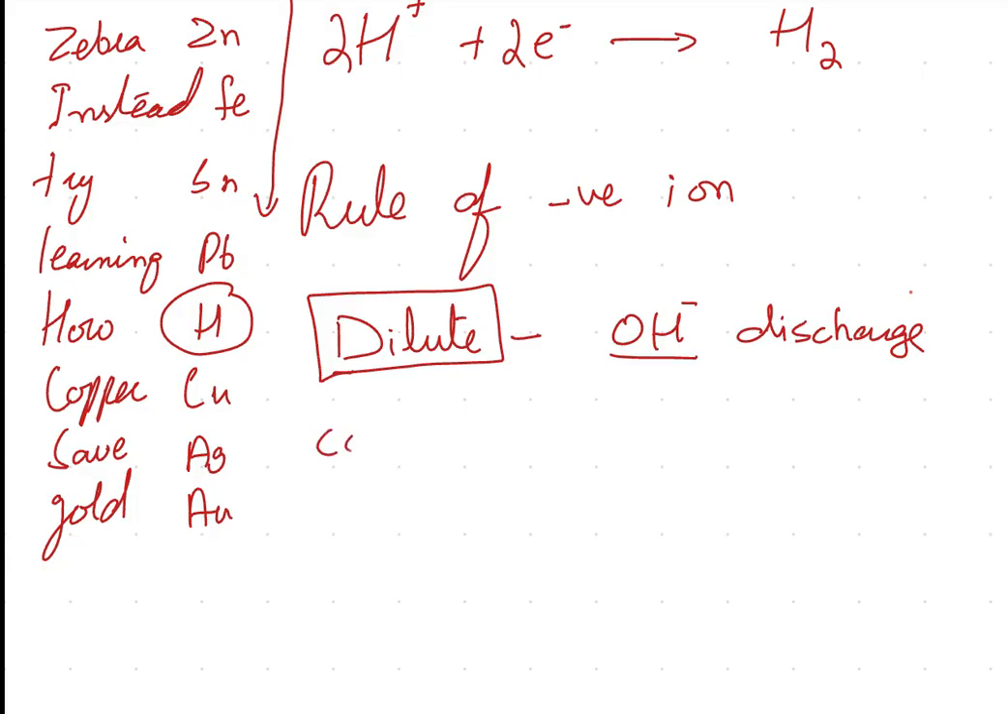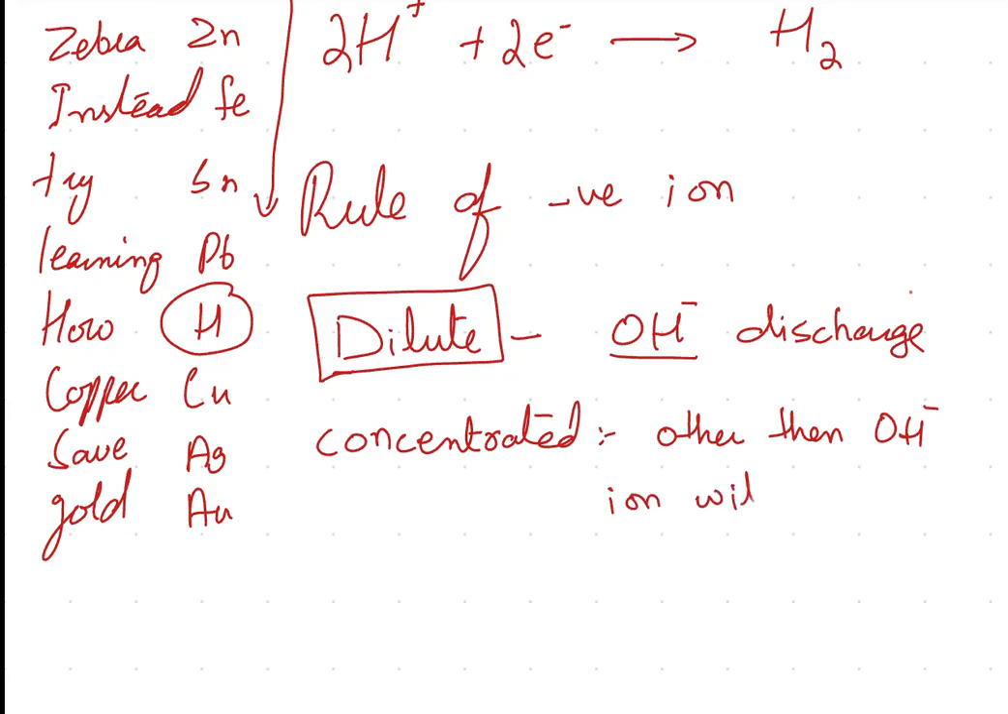But when the solution is concentrated, the negative ion other than OH will discharge. So I am writing here, other than OH negative ion will discharge. So let me give you the example here.